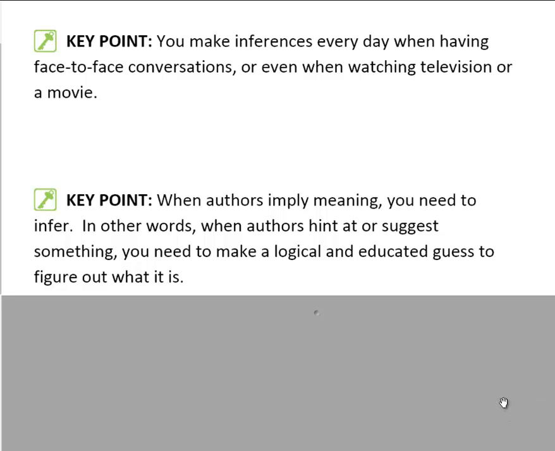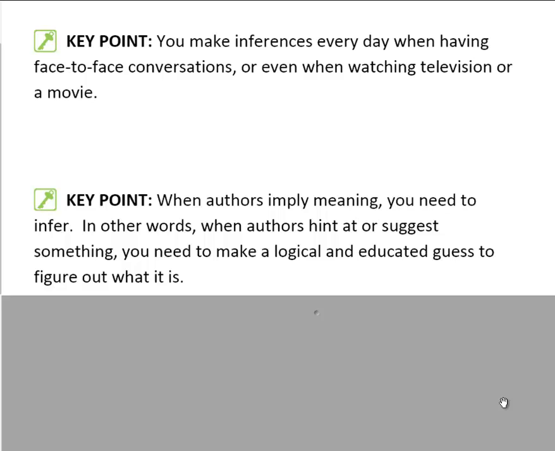So what have we learned about inferences? We learned that we make inferences every day. We learned that sometimes what people say is not always what they mean, so we have to use their other cues, like their visual cues, the look on their faces, the sound of their voice, to help us figure out what they really mean. And we've learned that when authors imply meaning, we need to infer.